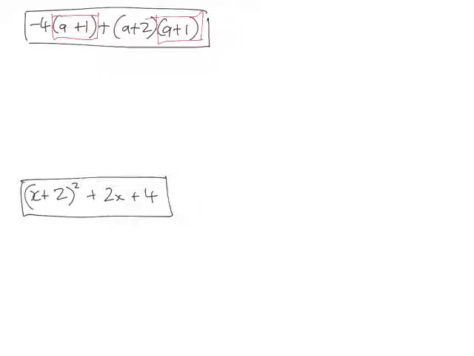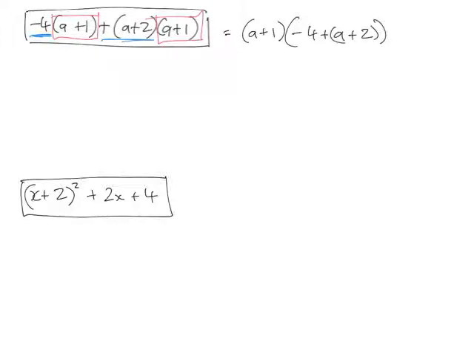So like I did before, you put the common factor outside of the brackets. So a plus 1 is common to both of these terms. And then in the brackets, you put whatever is left over. So what do I have left over? I've got minus 4 plus a plus 2.